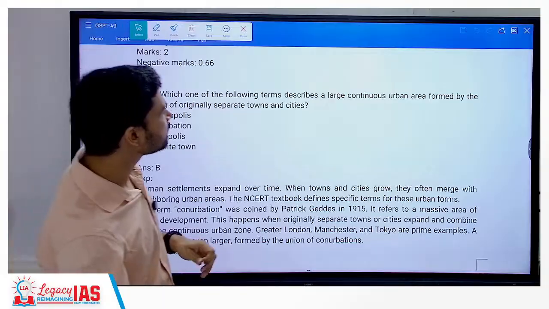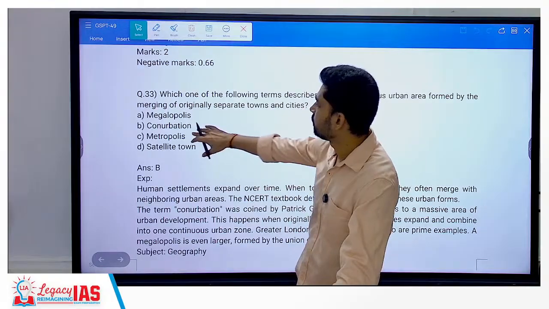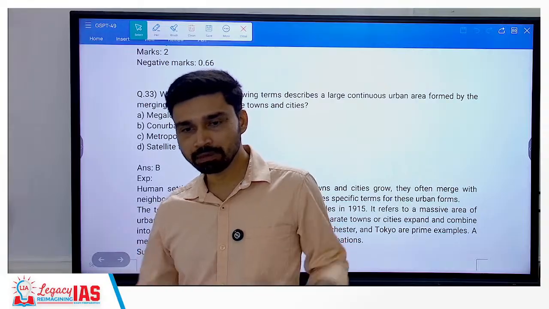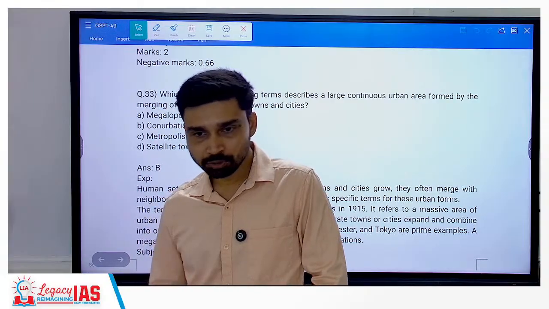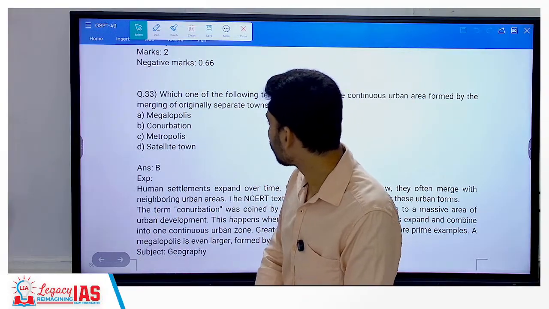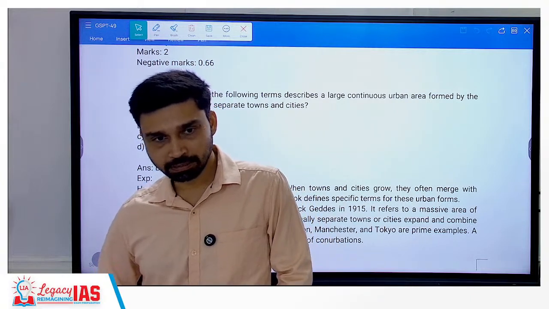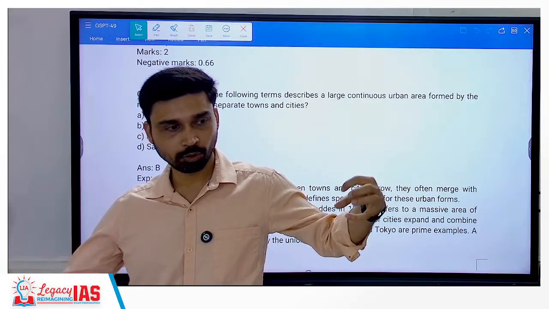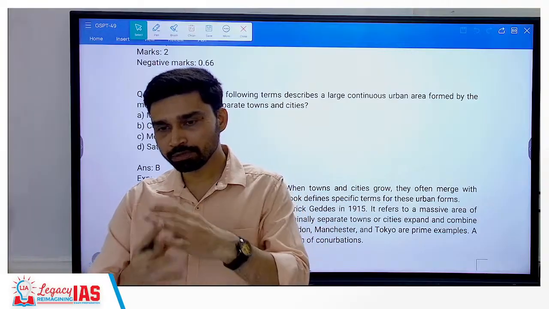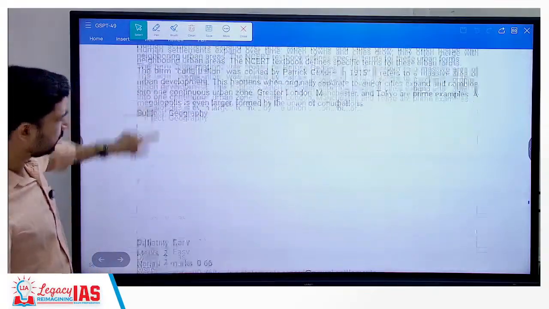Which of the following terms describe large continuous areas formed by the merging of originally separate towns and cities? Conurbation. Earlier you had different cities, and due to continuous urban development, what has happened now? All the cities have merged together to form a single urban complex. So in case of India, what is an example of such conurbation? Delhi NCR. Best example, because earlier Delhi is there, Noida is there, Gurugram is there, all of these individual cities. Today, if you look, all of them have been completely joined together. So Delhi NCR is the best example of conurbation in India.